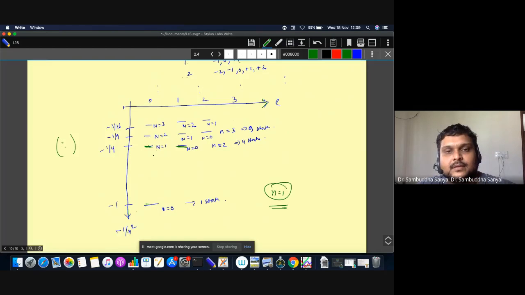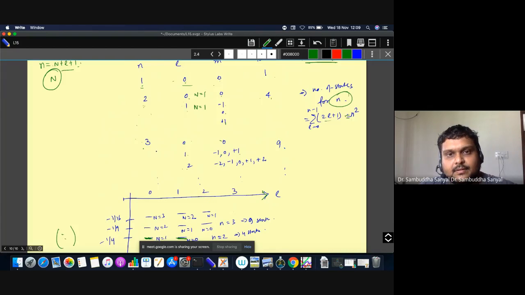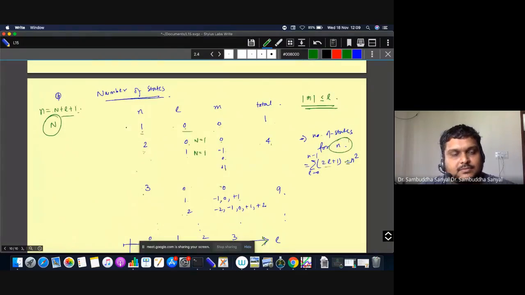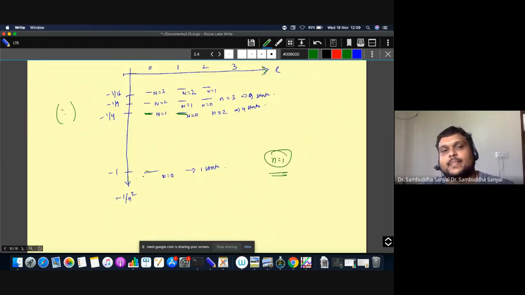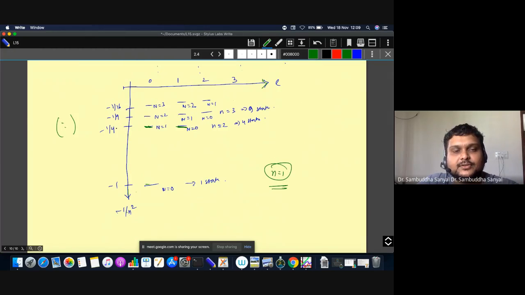Did I do something wrong? Yeah, what did I do wrong here? L is 0, n is 2, L is 1, so I wrote it wrong here. Yeah, so these are the possible solutions. There are 2 states only possible, n equal to 1 and n equal to 0, such that the total n is equal to 2.